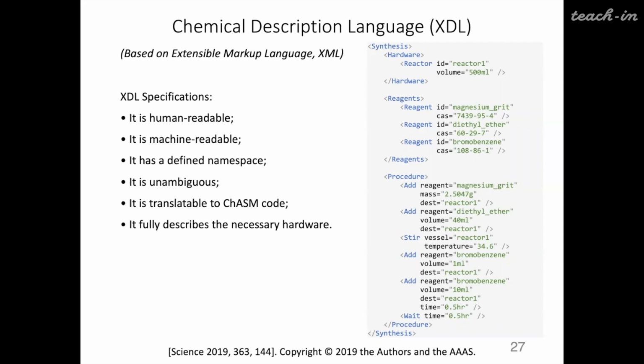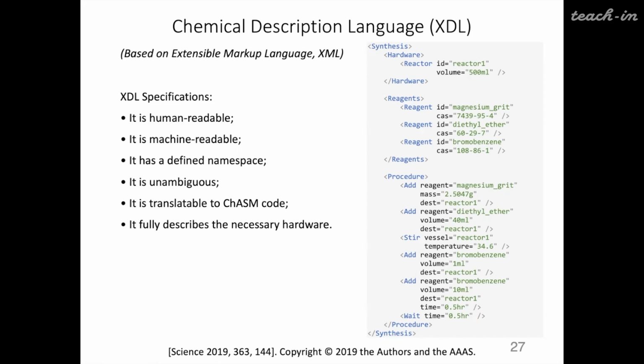There are several specifications to it, and in the supporting information to this article, the authors give a lot more details on XDL. So this chemical description language is designed to be human readable in such a way that we can describe reaction schemes to a computer. And it also should be machine readable. So it's based on XML.